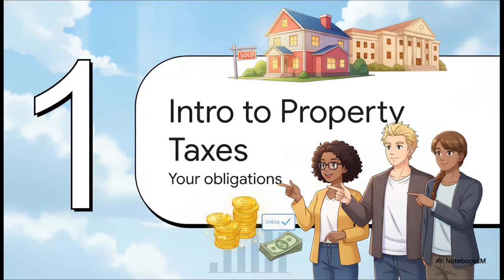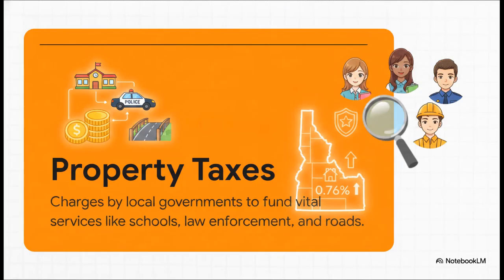Let's kick things off with Section 1, Introduction to Property Taxes, Understanding Your Financial Obligations. So, property taxes are essentially charges assessed on real estate owners by local government entities. They fund all those vital community services we rely on every day, like schools, law enforcement, and infrastructure. To put it in perspective, in Ada County, the average effective property tax rate sits right around 0.76% of a home's value. Now, obviously, your actual bill is going to fluctuate based on your specific local taxing districts and any exemptions you might claim, like the homeowner's exemption, but that 0.76% is a really solid baseline to keep in mind.